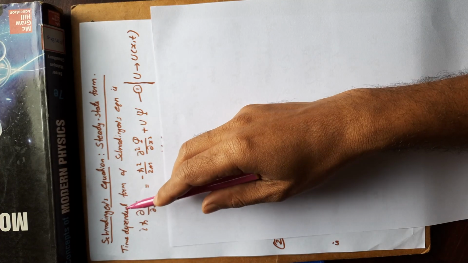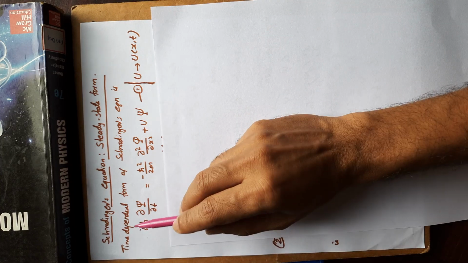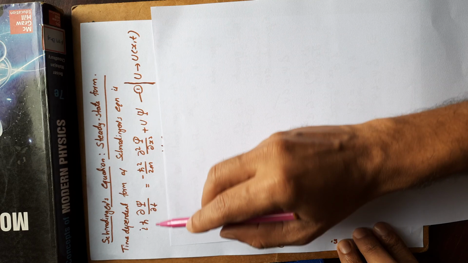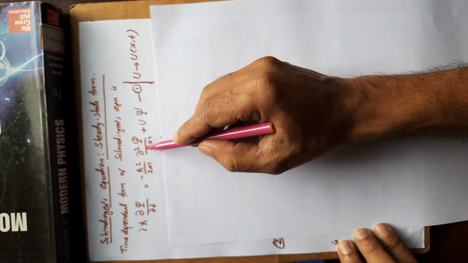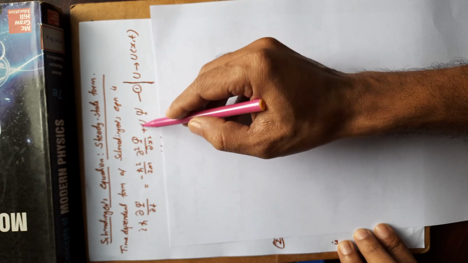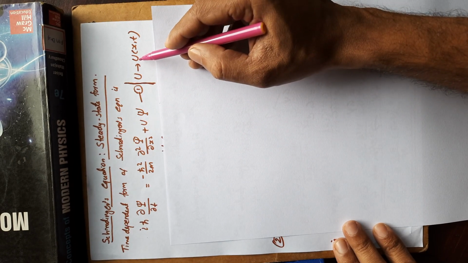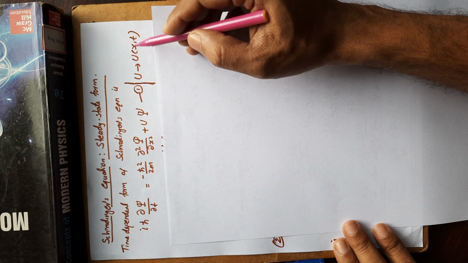Hello. Today's topic is the Schrodinger equation and its steady state form. We have already seen the time dependent form of the Schrodinger equation in our previous classes, that is i h cut dou psi by dou t equal to minus h cut square by 2m dou square psi by dou x square plus u psi, where u is the potential energy. Generally u is a function of position and time.